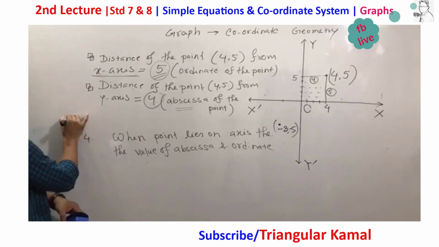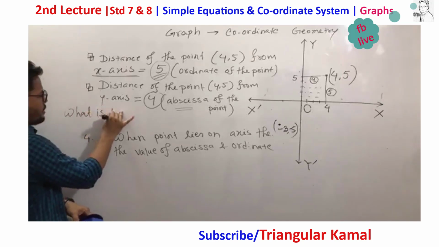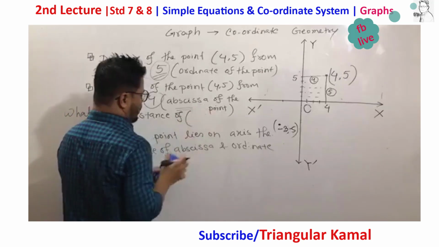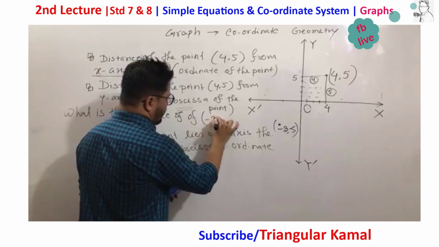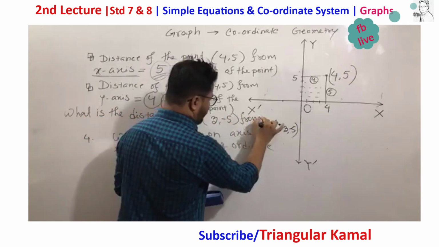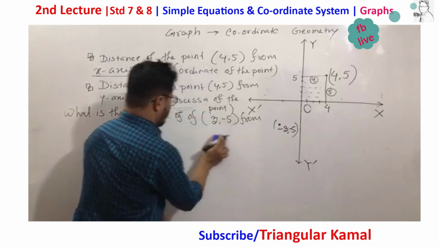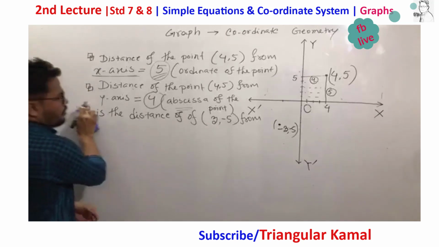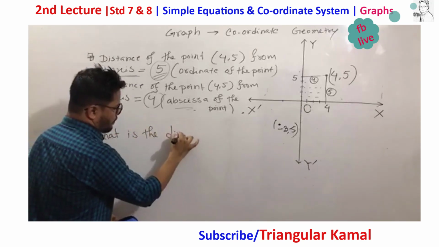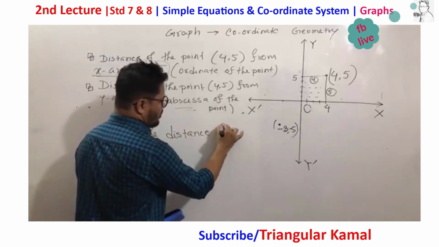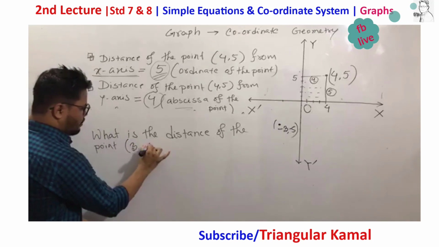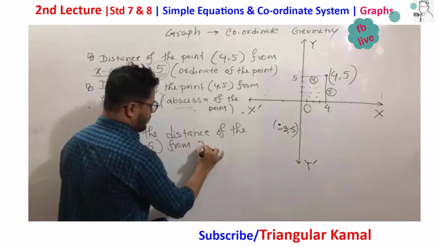What is the distance of the point (-3, -5) from x-axis?